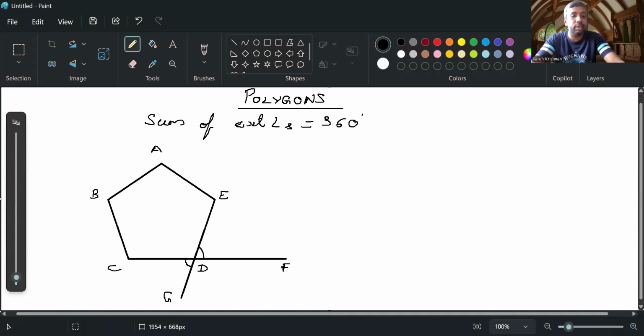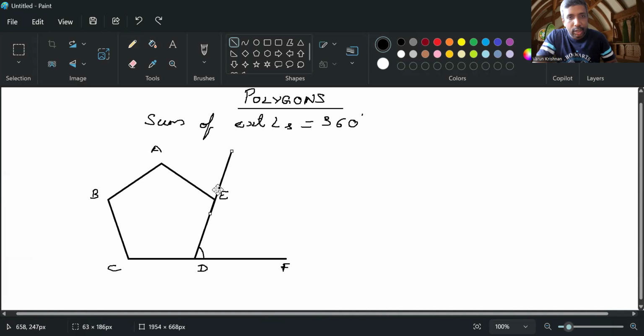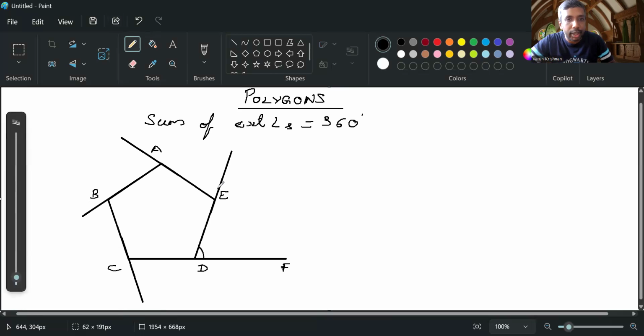Now, what do I mean by producing in one single direction? I mean that, let's say, I produce all the sides in the anti-clockwise direction. So this is how I'm going to be producing the sides. First, I'm producing CD, then DE, then EA, then AB, then BC. And basically, I'm going through the vertices in the anti-clockwise direction, and I'm producing the sides like this. And I'm getting 5 exterior angles.